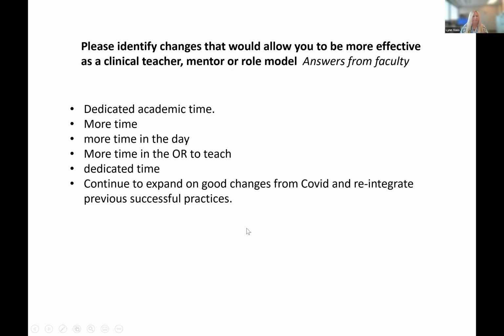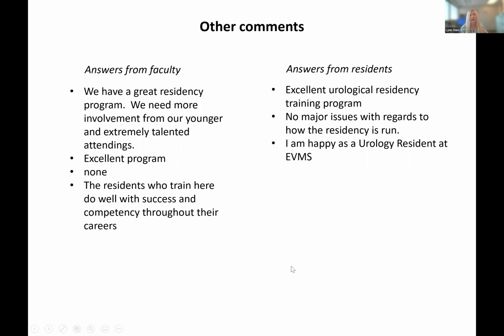And this, we've asked the faculty to identify changes that would allow them to become more efficient as teachers. Of course, they all say dedicate more time. Everybody wants more time. And then we have another category.